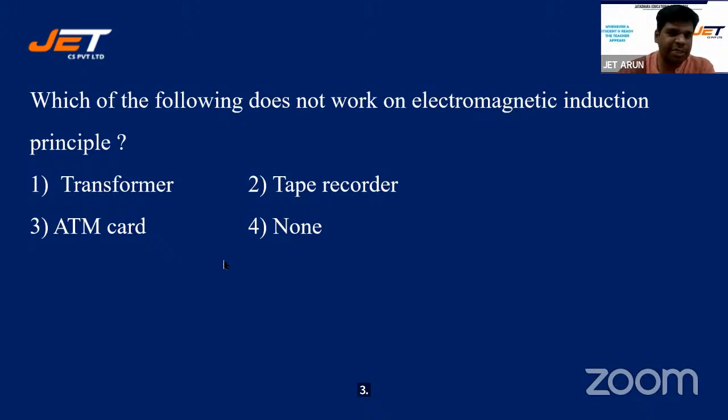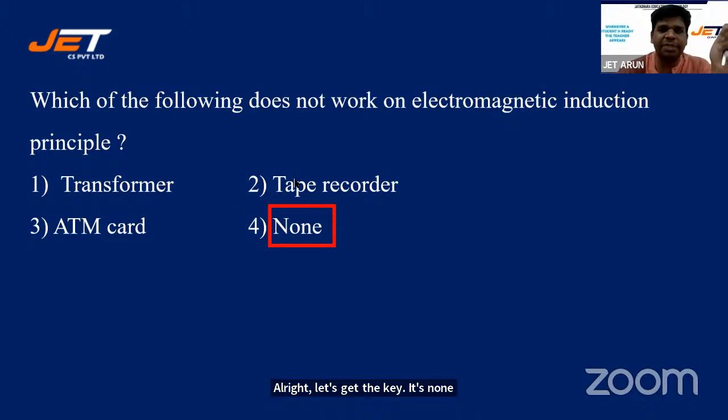All right, let's get the key. It's none, students. 1, 2, and 3 definitely work on electromagnetic induction. So what doesn't work is definitely not 1, 2, and 3. It's 4.